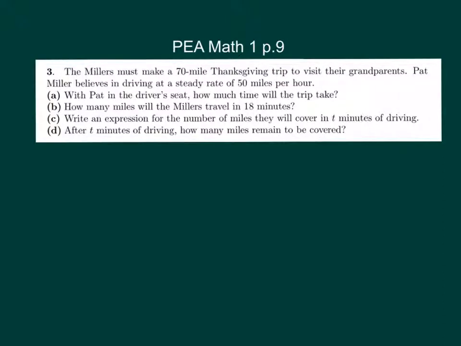Okay, on this one it says, this was on the homework last night, page 9, number 3. It says, the Millers must make a 70-mile Thanksgiving trip to visit their grandparents. Pat Miller believes in driving at a steady rate of 50 miles per hour.